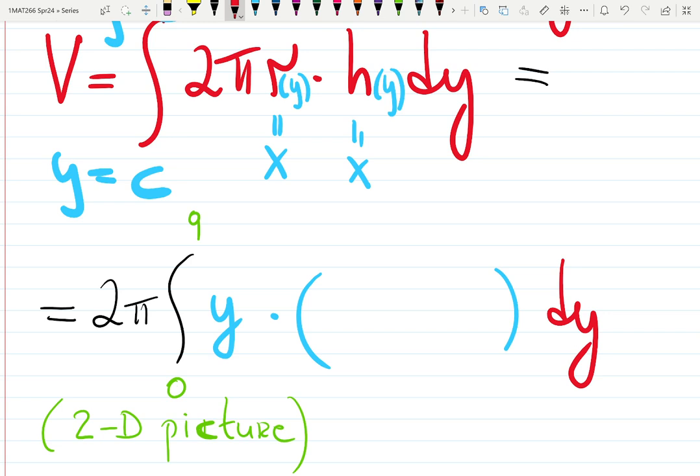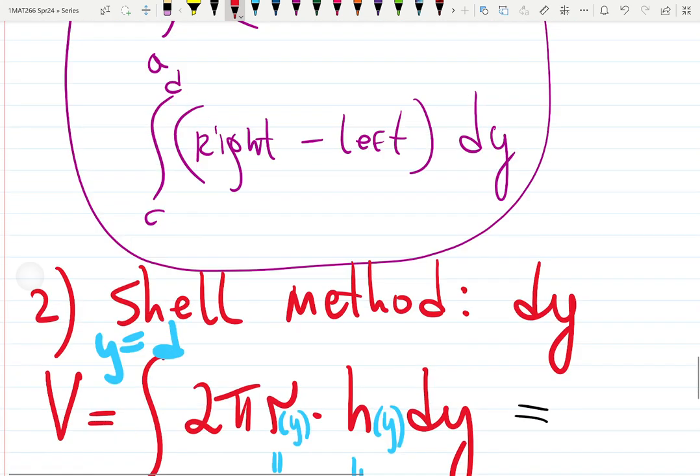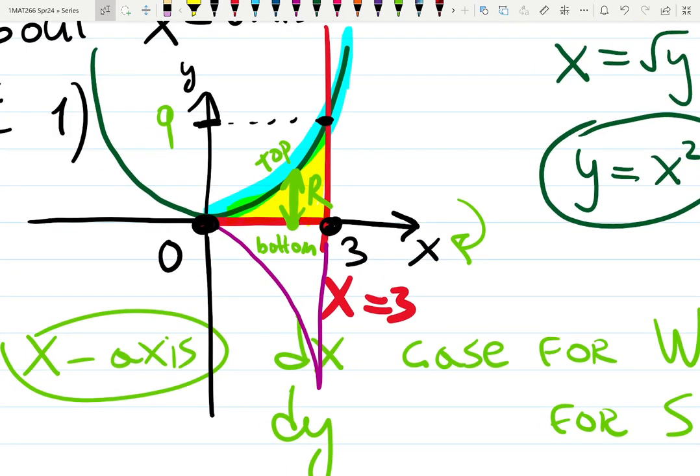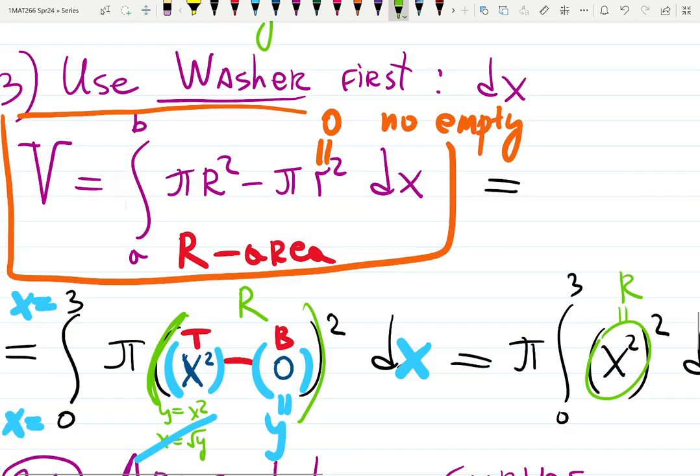But which one is it? Top minus the bottom or right minus left? Because of the dy case, we know it's right minus left. So it's going to be right minus left. Now I need to figure out what the heck we're talking about. Let me go back. What is the height of this object? The height of this object is not this. Because it's lying down, it's going to be this. It's a water bottle that lies down on the floor. So right minus left will be now this line, which is what? x equals 3 minus the parabola.